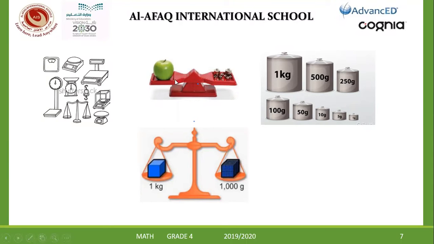the mass of objects? As you see, I can place the object that I want to find the mass of on one pan and the weights on the other pan until both of them are equal. Then calculate all the weights to find the mass of the object. Okay, and as we said, each 1 kilogram equals what? 1,000 gram.